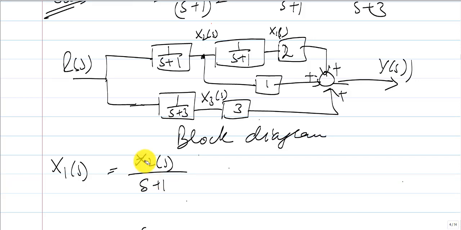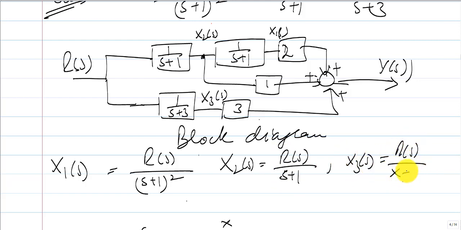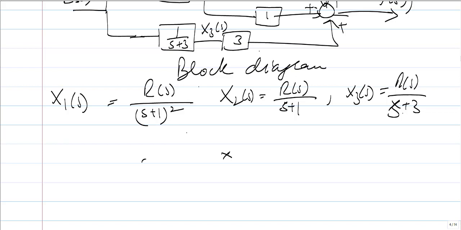Sorry, before writing in this form, we will first write all these three equations. So that will be X1 of s equals R of s divided by s plus 1 square, and similarly X2 of s will be equal to R of s over s plus 1, and X3 of s will be R of s over s plus 3. So we have these three equations now, so we will proceed.